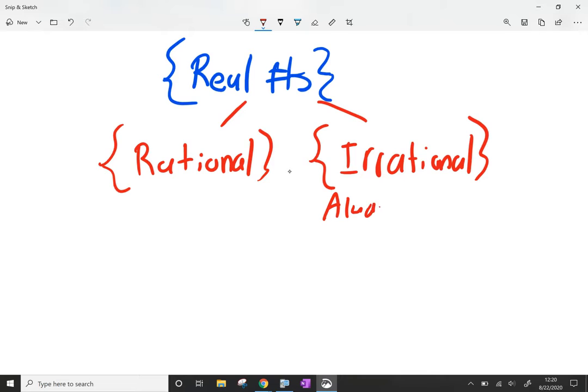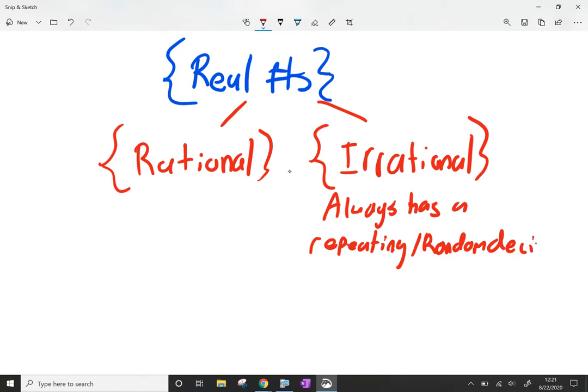An irrational number always has a repeating random decimal. So let's say repeating, and again, write this stuff down. Make sure you're taking your notes as well. Repeating random decimal. So that's really all irrational numbers are.